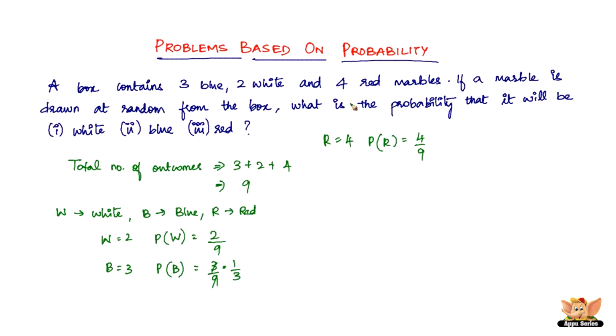So another very simple problem, if you see: the probability that it will be white is 2 by 9. The probability that it will be blue is 1 by 3. And the probability that it will be red is 4 by 9. It's a pretty simple problem. This ends this problem. Also, I'd like you to note that the addition of all the probabilities always gives you 1, right? Let's quickly solve another problem before we end this video.